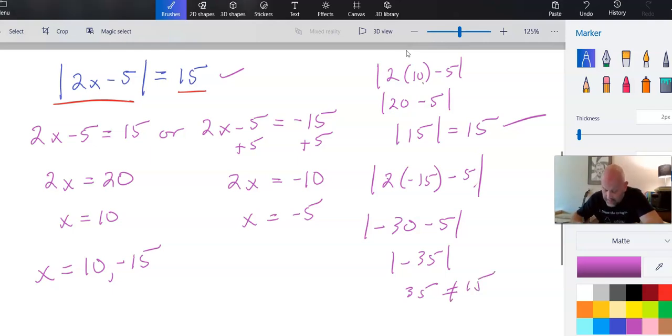So that means, let's see, 10. Where did I get that? Oh, well, that explains it. I copied the problem wrong, or I copied the solution wrong. It's negative 5, not negative 15. But you notice by checking it, that's how I found my mistake.